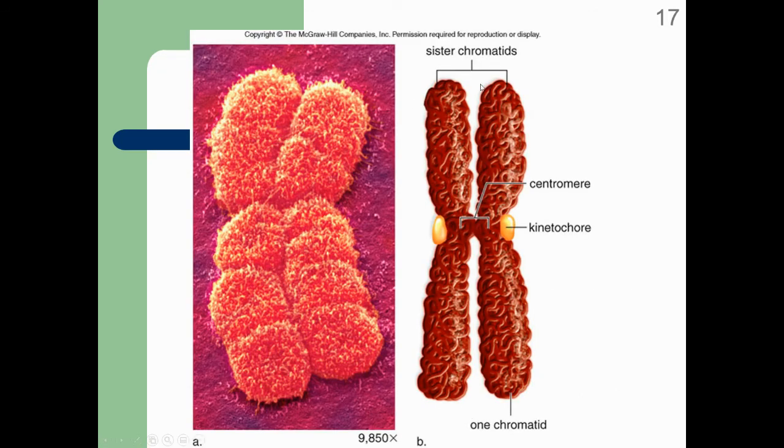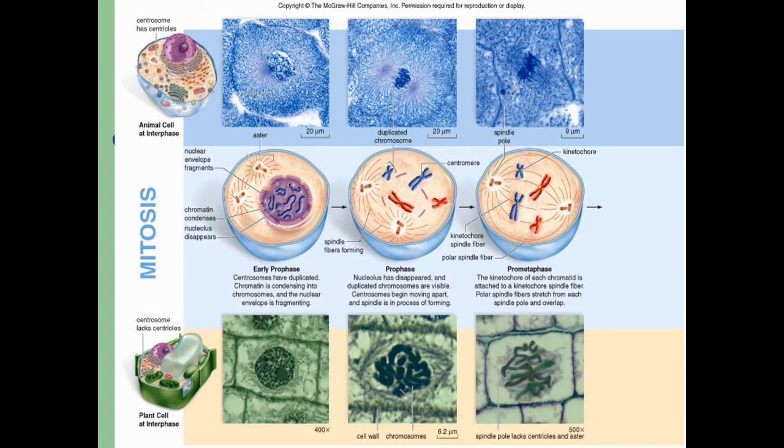So here are our sister chromatids. They are connected or joined together at the centromere. Each one gets a kinetochore. So let's look at those phases we just talked about and what that looks like. So early prophase, we see, oh, look, my chromosomes are becoming visible. They're condensing. This is a really bad picture because they should already be in that X shape. The nuclear envelope has disappeared, and here are my centrioles.